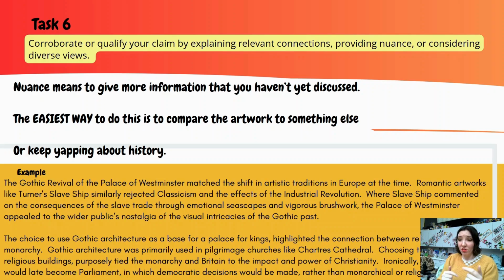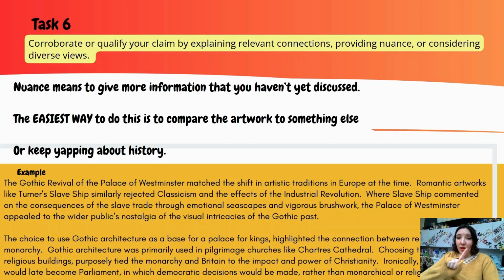So I have two options here. One, I compare it directly to a painting at the same time. And then the other one, I'm giving more like just contextual information about the architecture it was based on. Because the whole thing was about being based on architecture, I thought, oh, I should probably talk about what it was based on. That's nuance, it's adding more. So again, these two down here are two different options. I would not include both, it would take too much time.